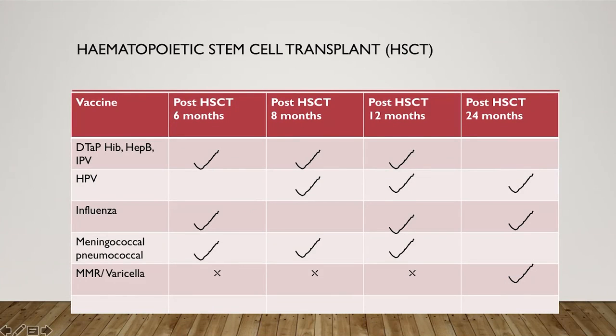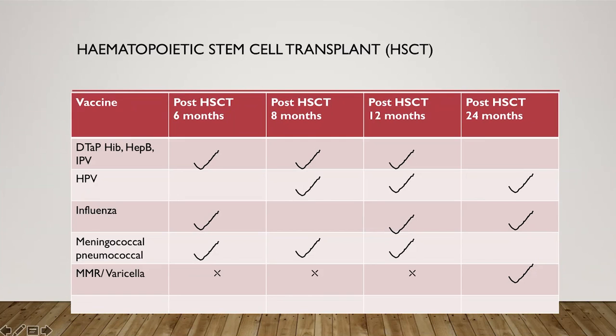So this is the new schedule which you can use after hematopoietic stem cell transplant. Vaccines DTaP, Hib and Hep B and IPV, or the hexavalent vaccine, because it's an inactivated vaccine, can be given first dose 6 months after transplant, second dose 8 months, third dose 12 months. So a 3-dose schedule. Right? Human papilloma virus, 3-dose schedule, but starting at 8 months. Influenza, you can give the first dose at 6 months and then yearly. Meningococcal and pneumococcal vaccine, again 3-dose schedule, 6, 8, 12 months post-transplant.